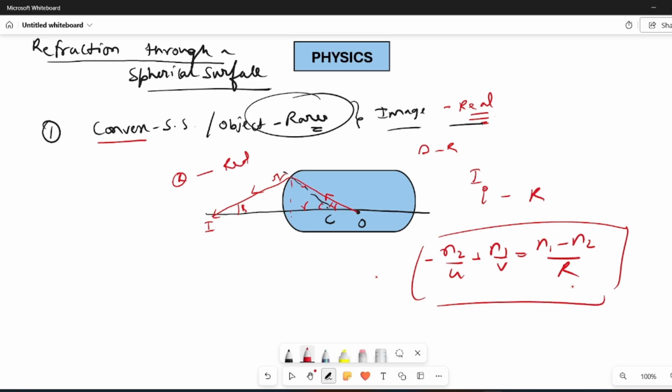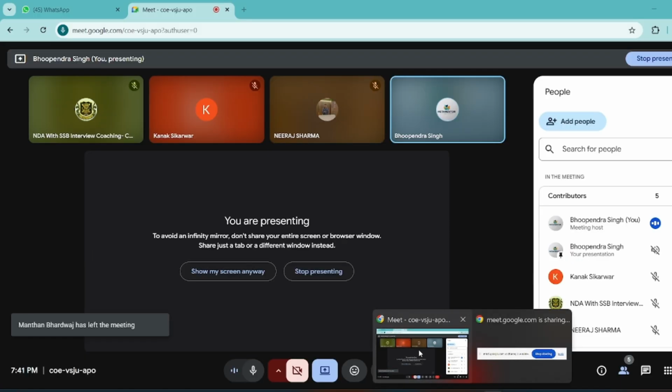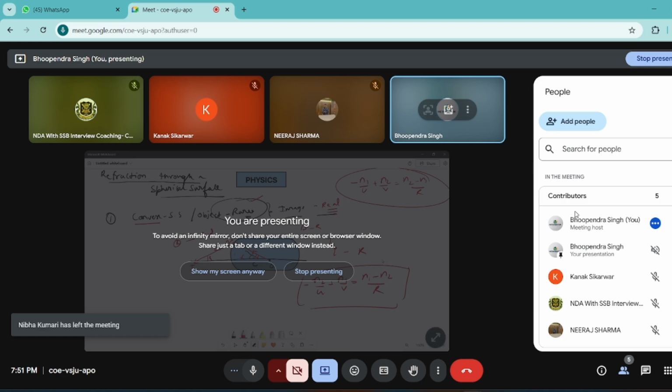Yes, when you increase the angle of incidence, there might be a change in the nature of the image. The image could be real or virtual, but the equation which relates all the variables is not going to change. It only changes when you change the placement of the object. If you put it inside the rarer medium, the equation is going to be different, which is minus n1 upon u plus n2 upon v equals n2 minus n1 upon r. And if you put your object inside the denser medium, your equation is going to be totally different.